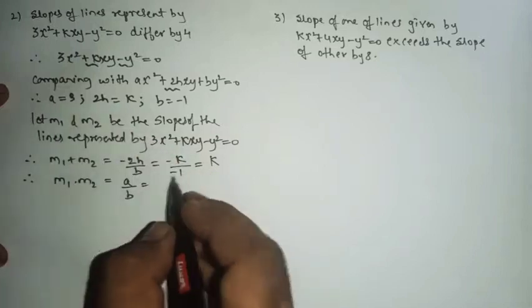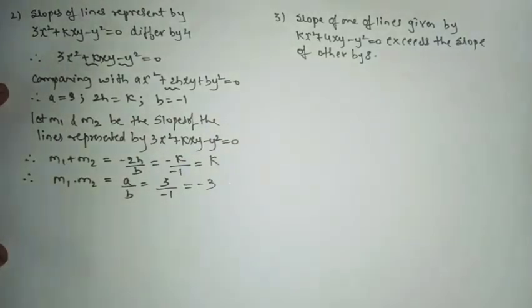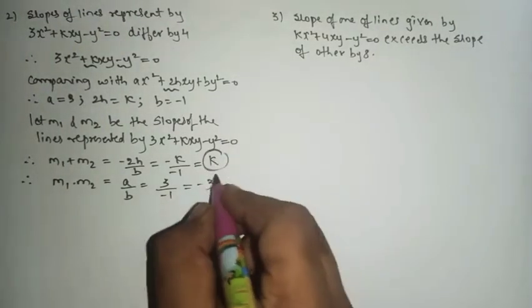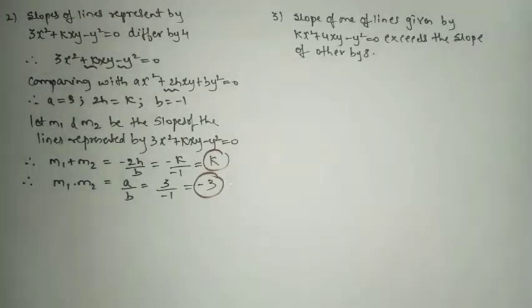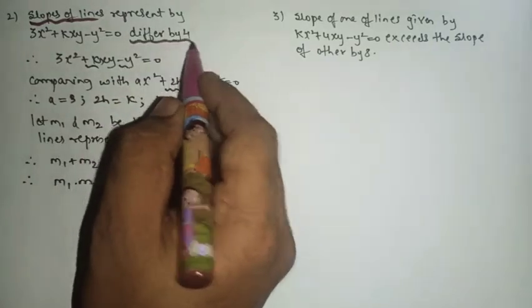The product is a/b. A is 3, b is -1, so here you will get -3. So here we got the sum of the slopes and the product. Now we'll check for the condition. What is the condition given? The slopes of the lines differ by 4.